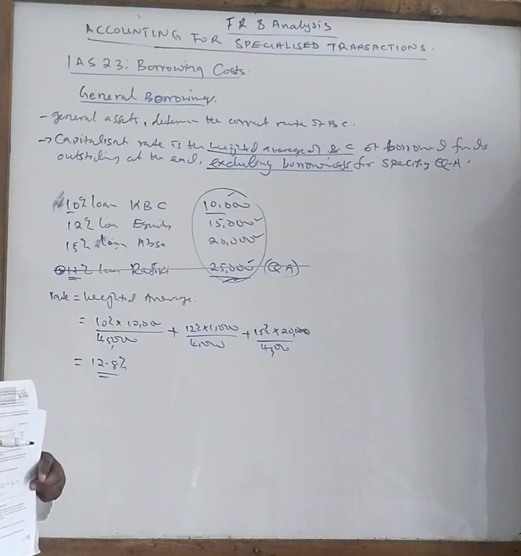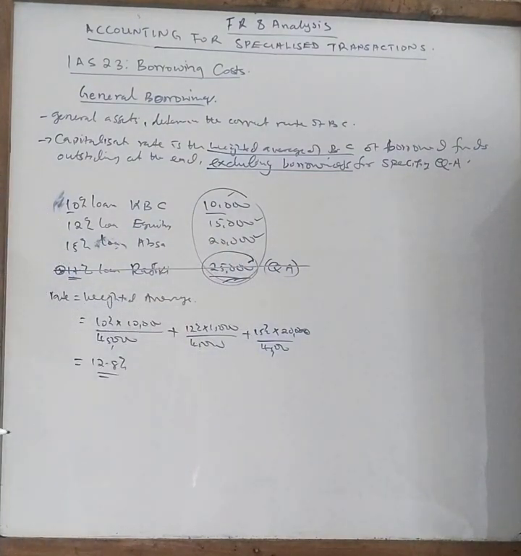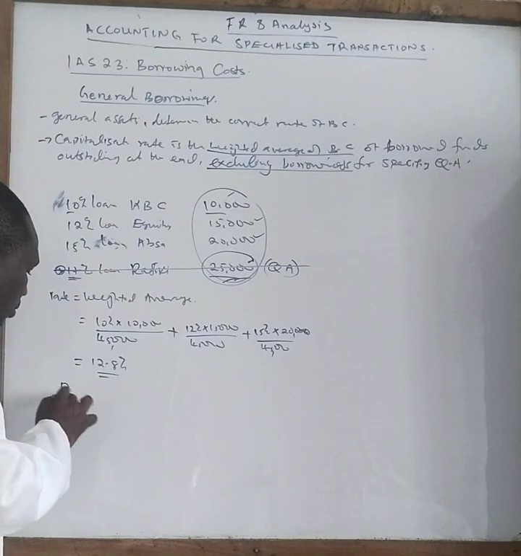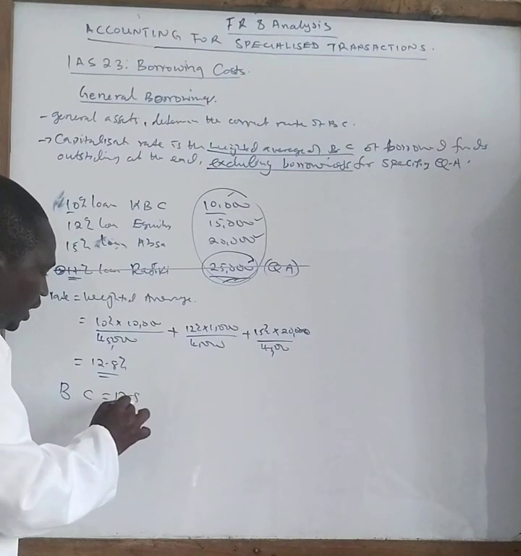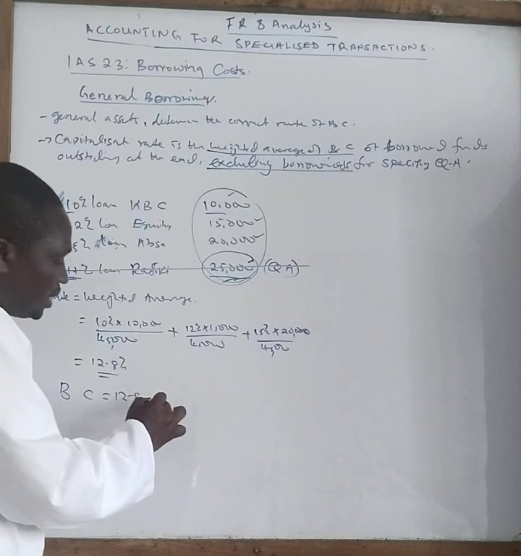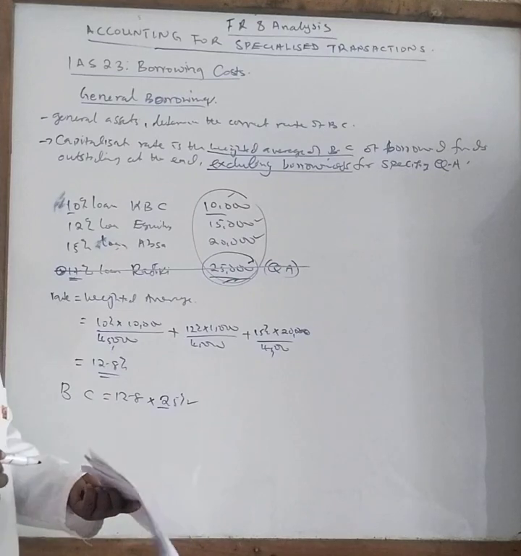So what is the borrowed fund for the qualifying asset? 25,000. Then what is that borrowing cost? It will be 12.8%, which is the weighted average, times the borrowed funds for the qualifying asset, 25,000. Then you get the answer.